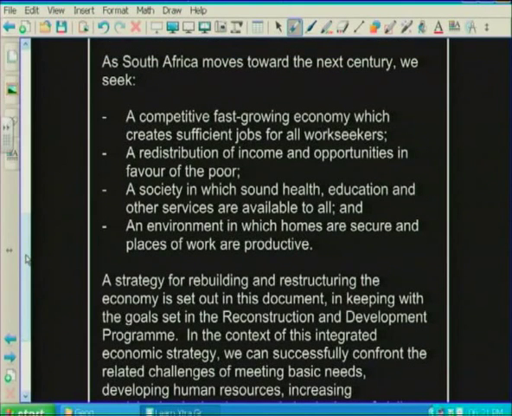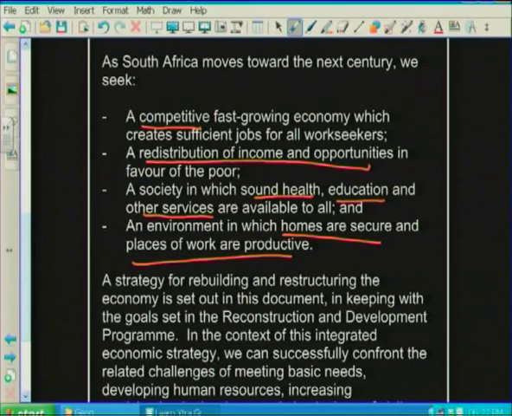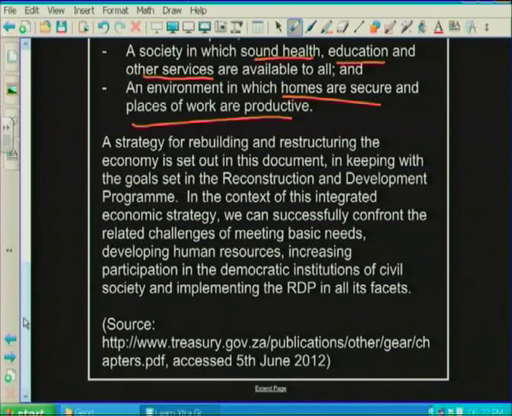And you can see here, it wants to do things like make us competitive and fast growing, redistribute income, wealth and opportunities so that the poor are favored, create a sound, healthy, educated and well-serviced population in South Africa, and ensure that there's an environment where homes are secure, places of work are productive, and everyone is benefiting socially and economically. So social justice and environmental justice are big things over here. And they talk about the Reconstruction and Development Program as well, which underpins or influences this policy of economic growth or economic development.